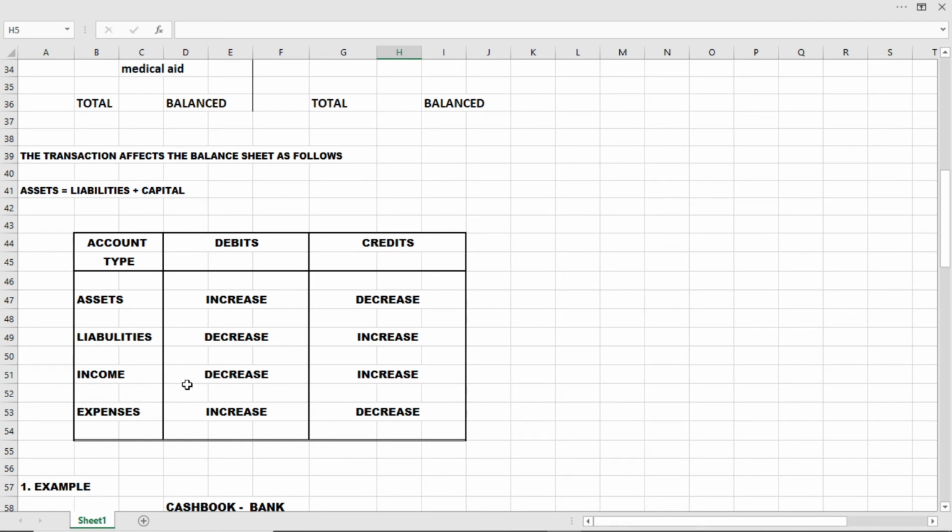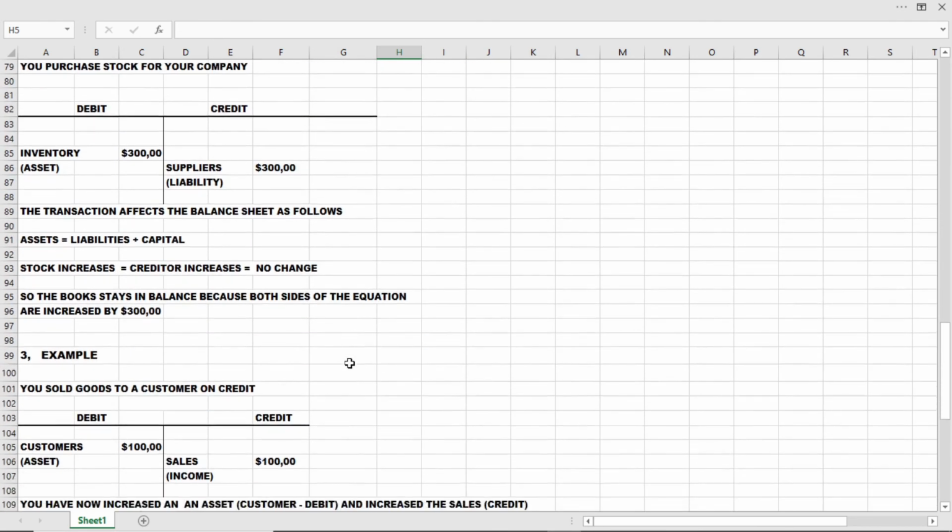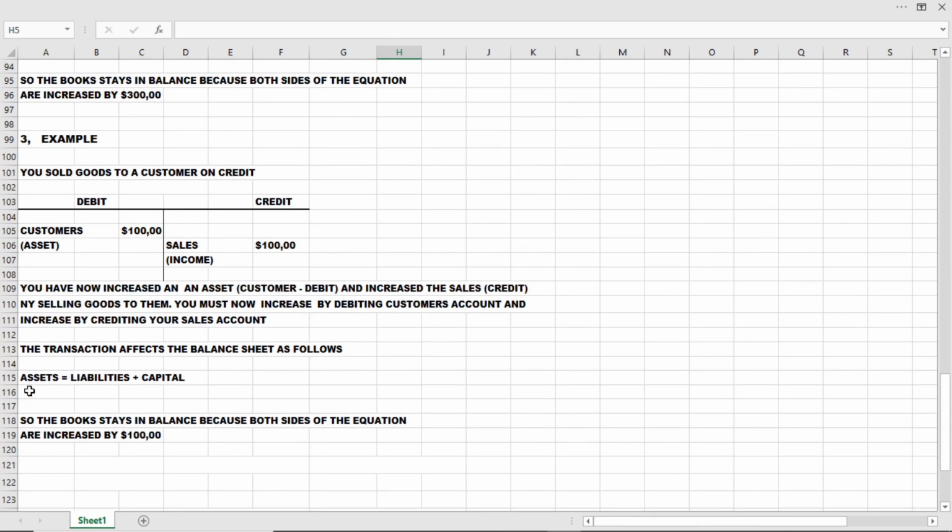Now, increasing our sales means we credit it, because we're increasing it over here, as you see by the drawing, the chart here. Very important chart to keep in mind whenever you're analyzing accounts. So that's what we did over there. Asset equals liabilities plus capital. We're staying on the asset side, so there's no change. All right, cool. So the books stay in balance because both sides of the equation are increased by $100.